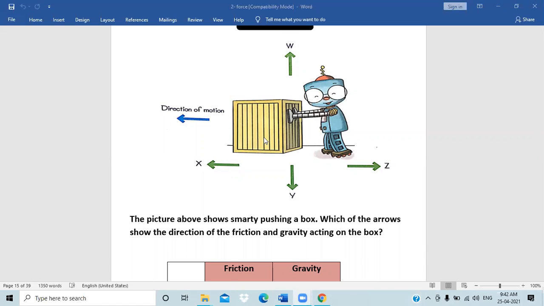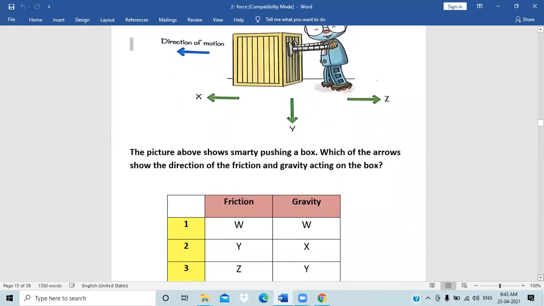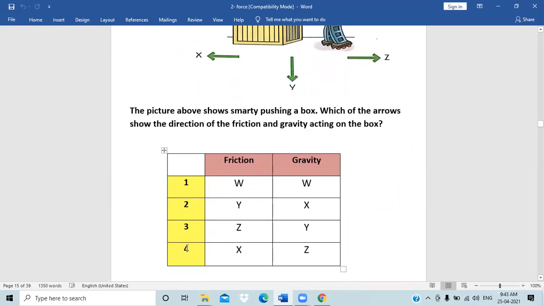I don't understand. Which arrow of those, the W and X and Y and Z, is looking in the other direction of the motion? Z. So this means that Z is representing the direction of the friction force. Because since the direction of the motion is this way, we are looking for the direction that is looking the other way. It's Z. So this means that Z is the friction force. Okay?